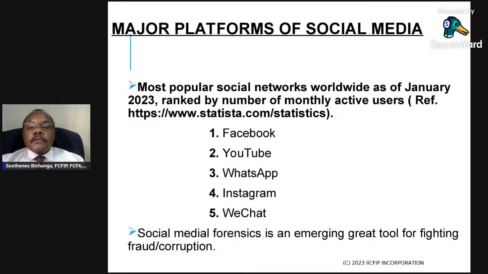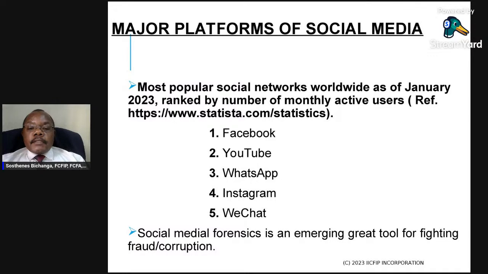Major platforms of social media, or sites of social media. Most popular social media networks worldwide, as of January 2023, ranked by number of monthly active users, were as follows. Number 1, Facebook. Number 2, YouTube. Number 3, WhatsApp. Number 4, Instagram. Number 5, WeChat.